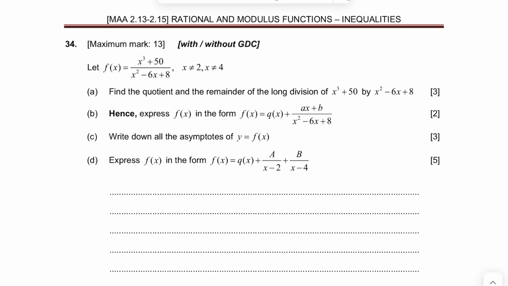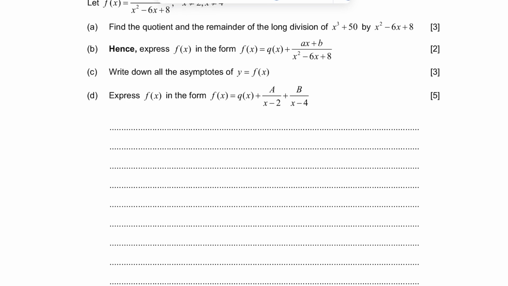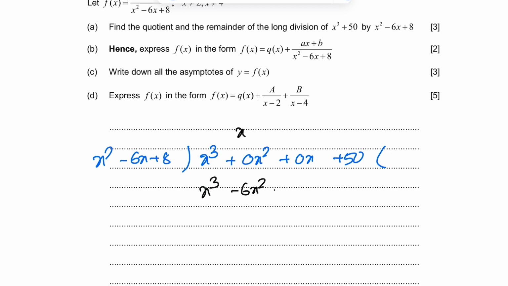Finally, question number 34. Find the quotient and the remainder when x cube plus 50 is divided by x squared minus 6x plus 8. x cube plus 0x square plus 0x plus 50 is divided by x square minus 6x plus 8. x square goes in x cube x times, so x cube minus 6x square plus 8x. So it becomes 6x square minus 8x.